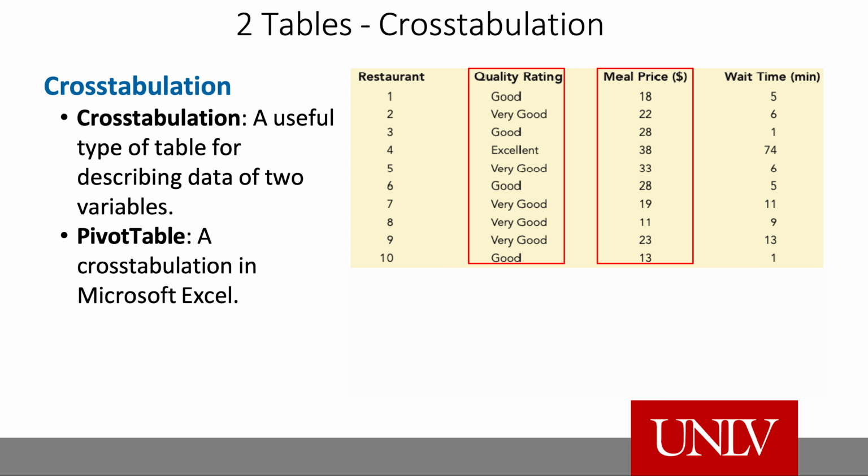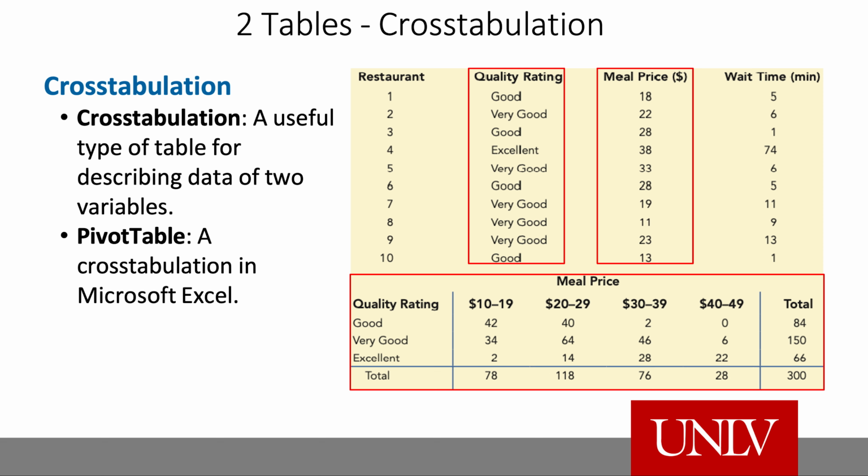Let's see this example. We start with the raw dataset showing 10 restaurants with details on quality rating, meal price, and wait time. On its own, the data is useful, but it can be hard to see relationships at a glance. That's where a cross-tabulation comes in.